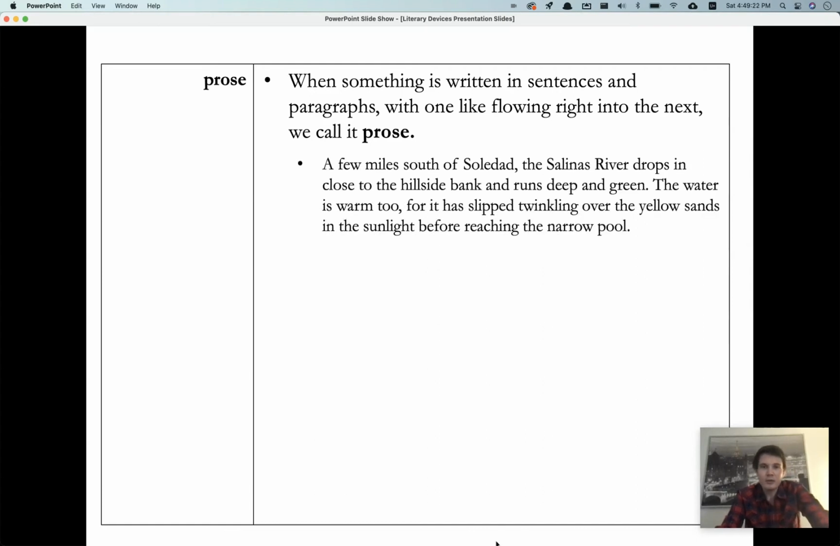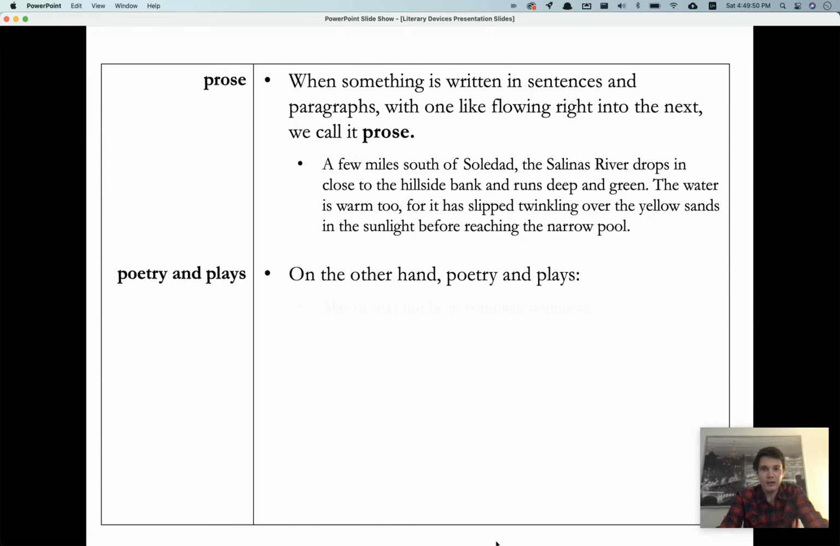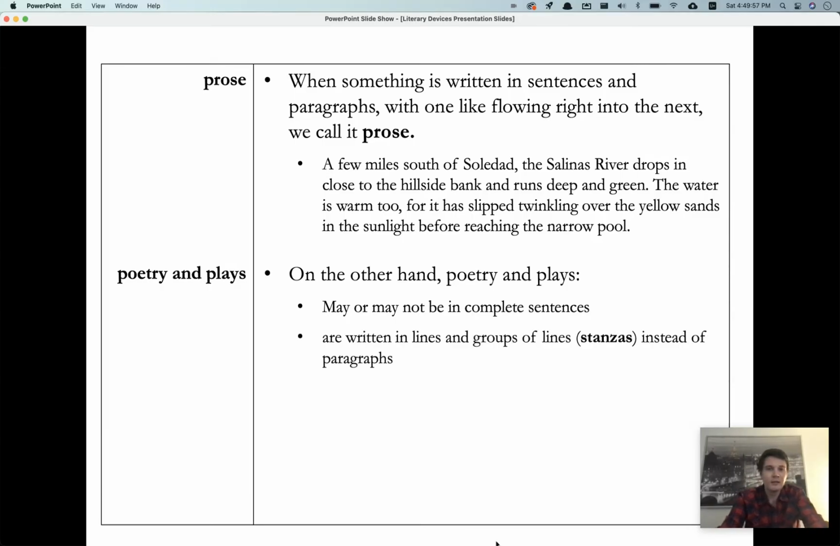So I have this example here of something that's written in prose. This is actually the first line of Of Mice and Men. Because Of Mice and Men is a novella, it's all written in prose. Now this is different than poetry and plays, and I'm putting those together for a reason. A lot of plays are written in a poetic way, so those go together, and they're written differently than prose. So for poetry and plays, you might not have complete sentences, one that flows into the next.